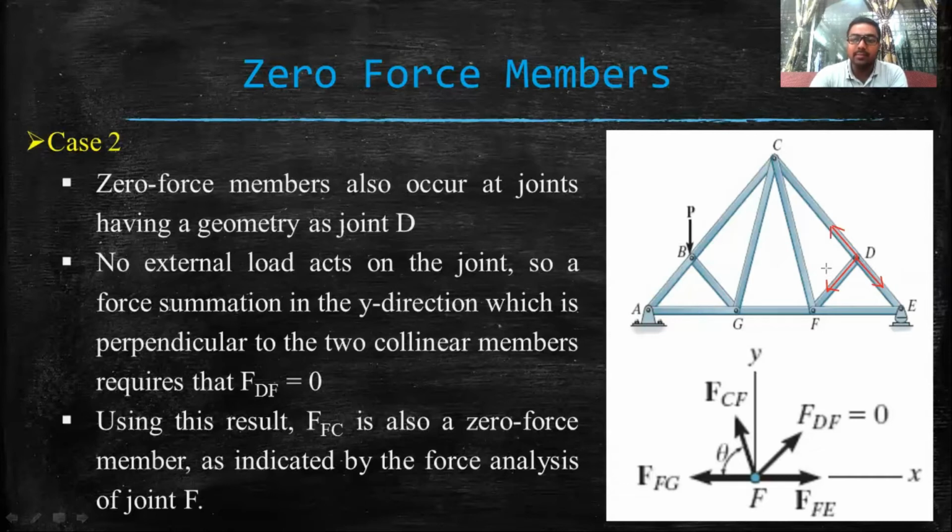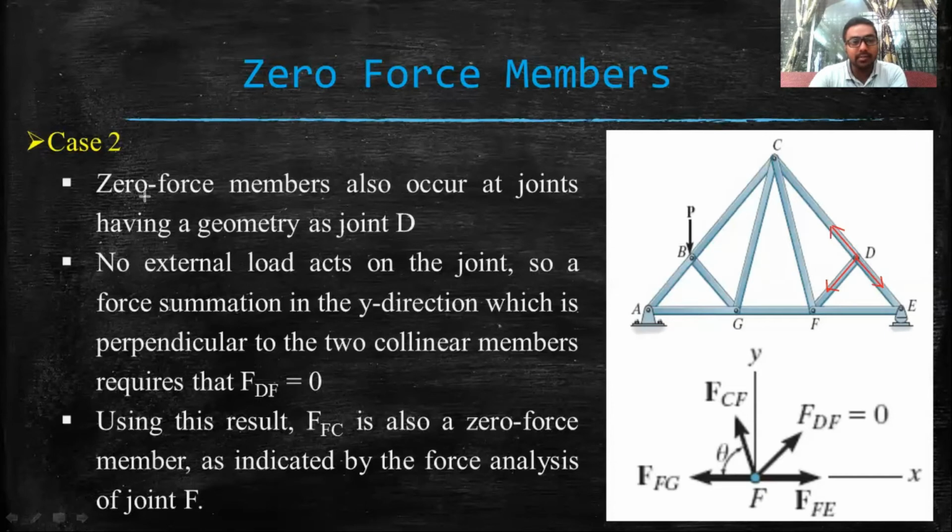because if this force is even 1 Newton, then the structure will be unstable, and there will be no equilibrium within this structure. The structure will fail because at joint D there is no other force to resist this member force DF. So in order to maintain equilibrium, this member force DF must be zero. So this is the second case where we can say that member DF is a zero force member.